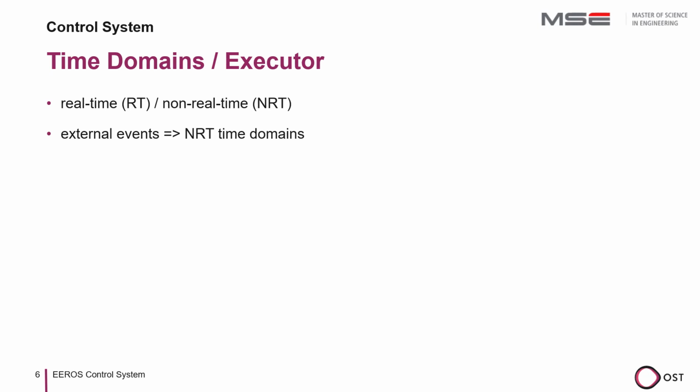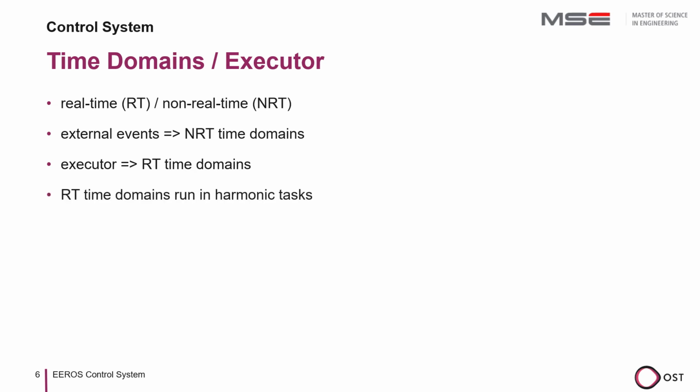The temporal behavior of time domains that need to be called in real time is defined and executed by the executor. The safety system is also invoked by the executor and normally runs with the fastest clock. To realize a robust and simple system, the time domains run in harmonic and therefore in integer relation to each other. In this context, we say that they run in harmonic tasks.